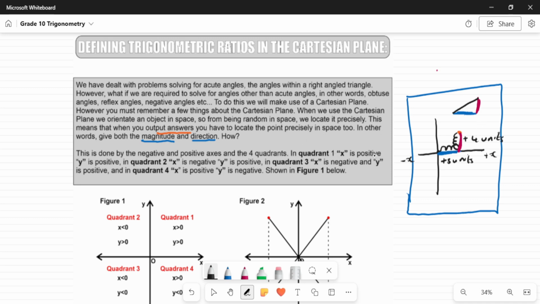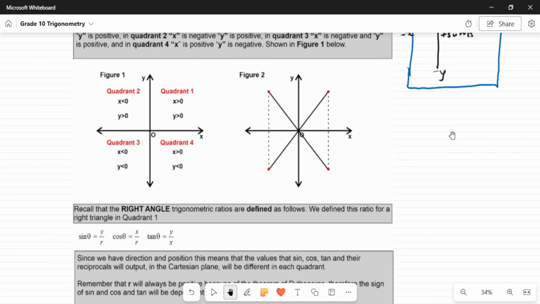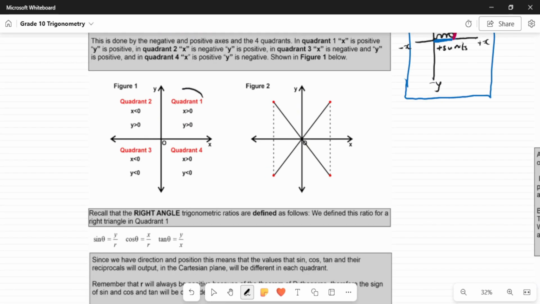So 3 units to the right, 4 units up. In quadrant 1, we say x is positive, y is positive. In quadrant 2, x is negative, y is positive. In quadrant 3, x is negative, y is negative. And in quadrant 4, x is positive, y is negative. Now, this will make a lot of sense when we start delving into much more in-depth questions. So here it is, shown graphically: x positive, y positive; x negative, y positive; x negative, y negative; x positive, y negative.